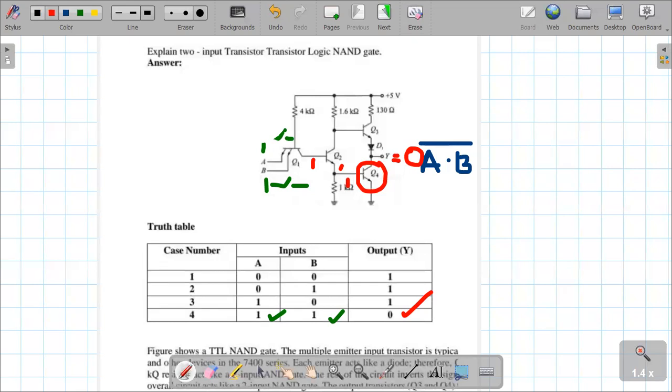Here this requires four transistors Q1, Q2, Q3, Q4, but in this Q1 is multi-emitter, which means it consists of more than one emitter terminal, and it consists of four resistors and one diode.